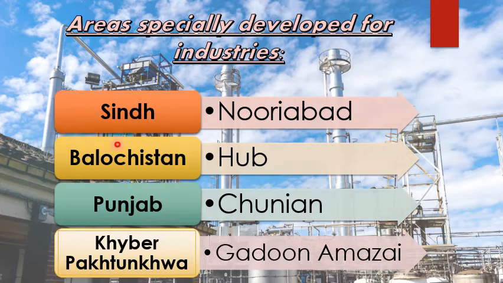If we talk about Sindh, the main industrial area of Sindh is Nooriabad. You must have heard this word, or you might have seen this area as well. If we talk about Balochistan, there is Hub. If we talk about Punjab, there is Chiniot. And if we talk about Khyber Pakhtunkhwa, there are Sogadoon and Amazai. These are a bit different names, and these are the areas which are specially developed for industries.